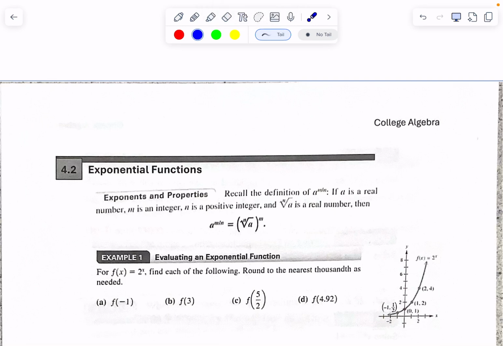Here's 4.2. We're going to start this guy, but I want to kind of preface this and talk about the next couple sections. 4.1 that we just got done with was the section on inverses. You don't have to write this down if you don't want to.